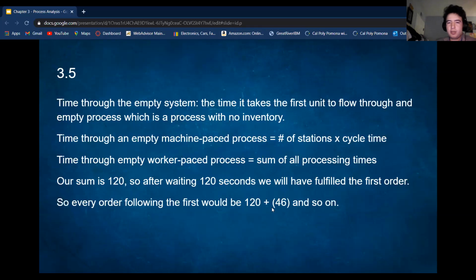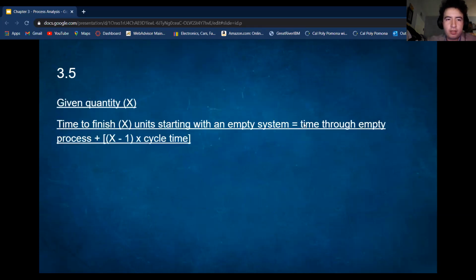So if we have 20 customers, the first person waits the basic amount of time, but then you have to add 46 on top of every customer. So by the end of it, you would have the equation right here. So you'd have to multiply by each person that goes through to give you the correct time.